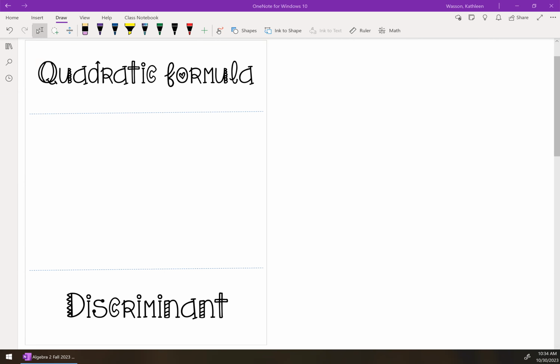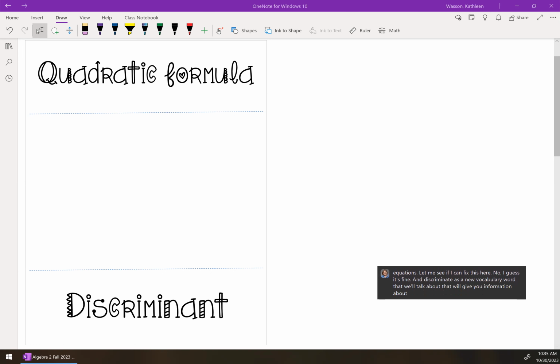Quadratic formula is another way to solve quadratic equations. And discriminant is a new vocabulary word that we'll talk about that will give you information about what to expect with your solutions.